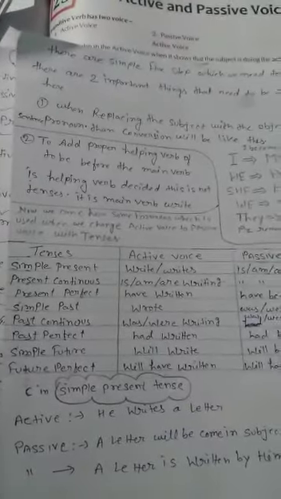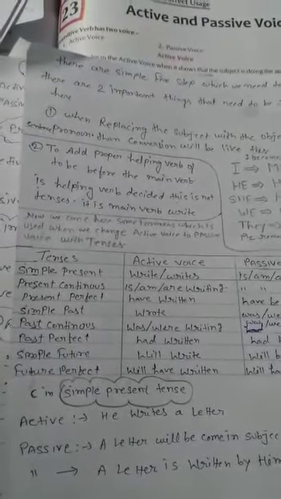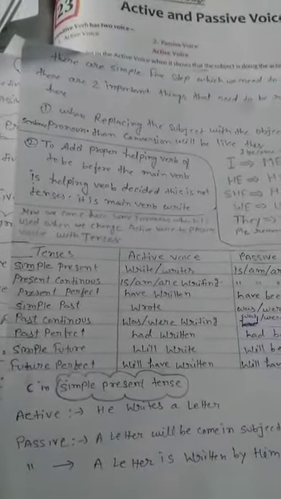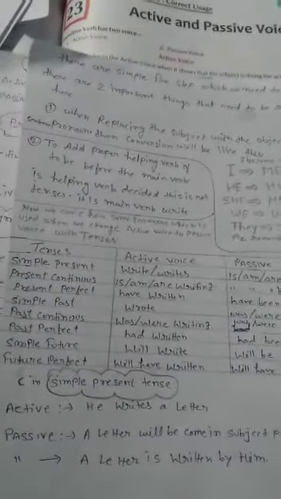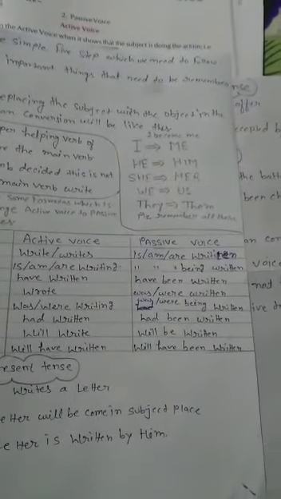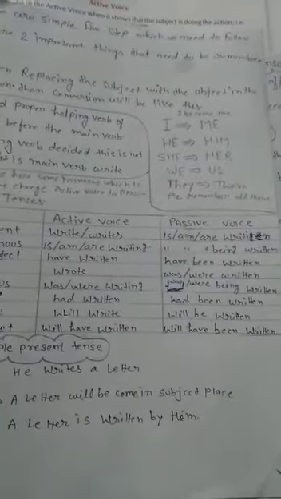Now we can see some formulas which are used when we change active voice to passive voice with tenses. Simple present tense: in active voice, write and writes; in passive voice, is, am, are plus written, which is verb 3. Present continuous tense: is, are, am writing becomes is, are, am being plus written. Now you can see all the formulas, and please remember them. Simple present tense, active voice: he writes a letter. In passive: a letter is written by him.